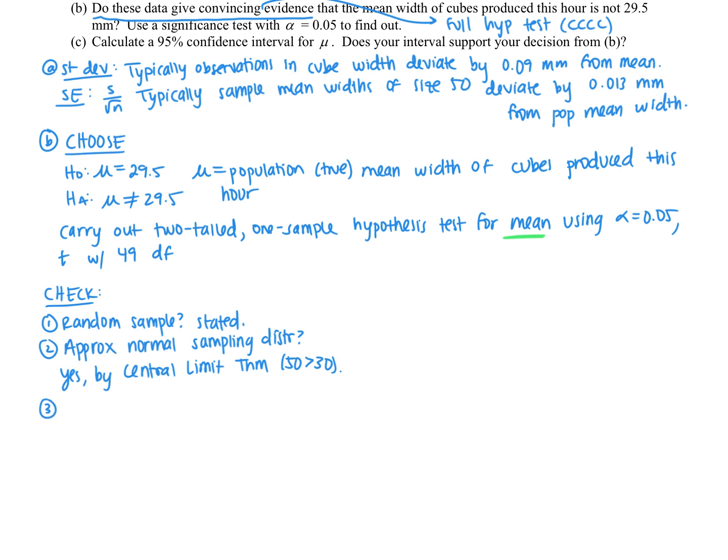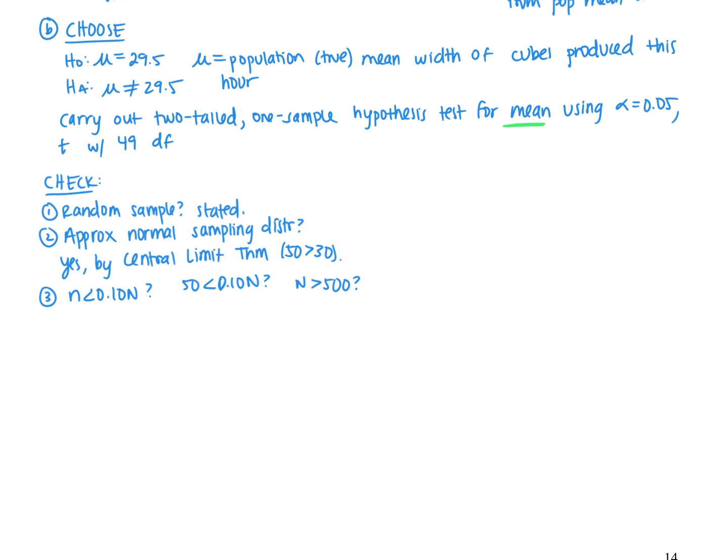Thirdly, we are sampling, so we need to know, is our sample size less than 10% of the population? So is 50 less than 10% of the population? So is n bigger than 500? I don't know. I think that's reasonable. So we're going to say yes. Reasonable to believe.